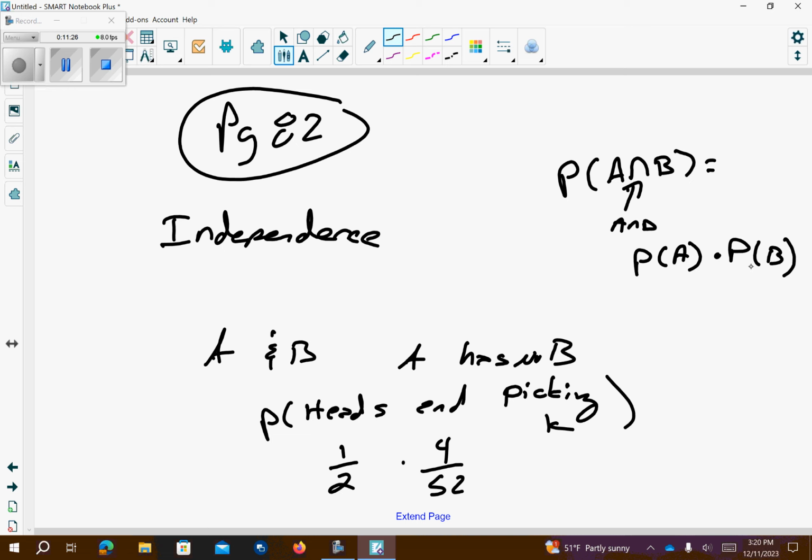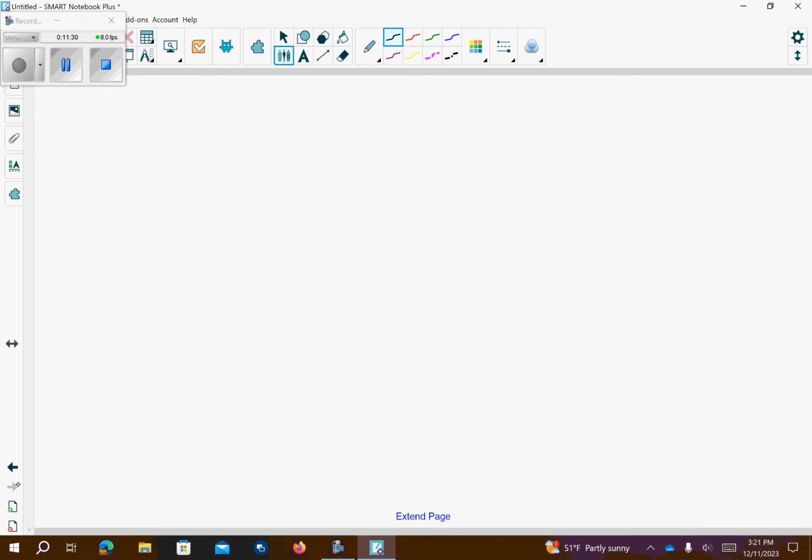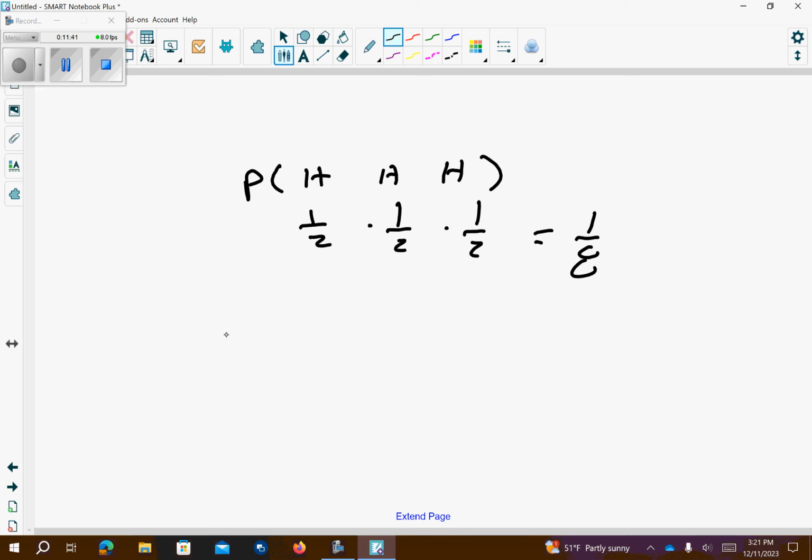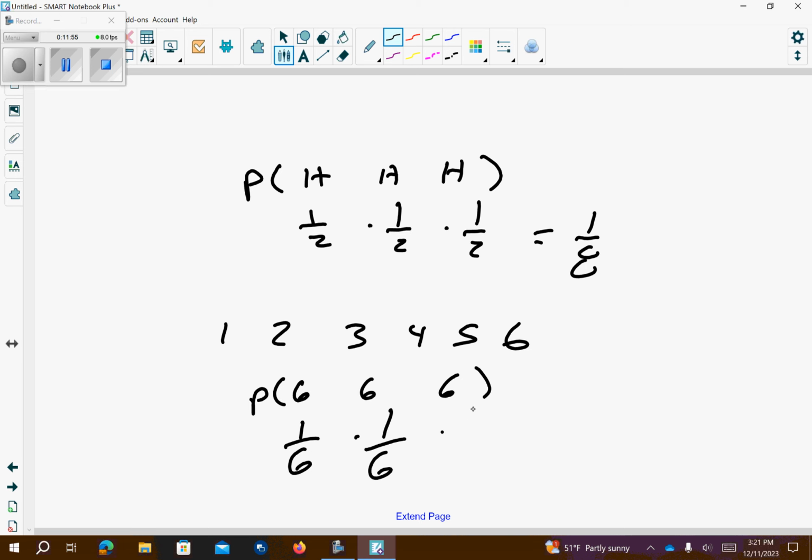So example 1, flipping a coin 3 times in a row, obtaining all 3 heads. So probability of me getting a heads, and a heads, and a heads. So it's 1/2 times 1/2 times 1/2, which is 1/8. Probability of rolling a die 3 times in a row and obtaining all 6s. So if this is your sample, just with a single die, probability of rolling a 6 and a 6 and a 6. You have a 1 in 6 chance, a 1 in 6 chance, and a 1 in 6 chance. So that's 1 out of 216.